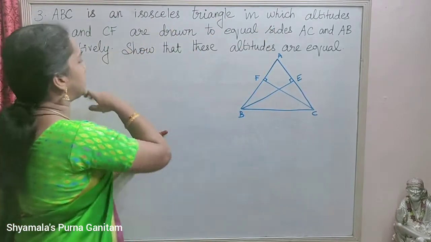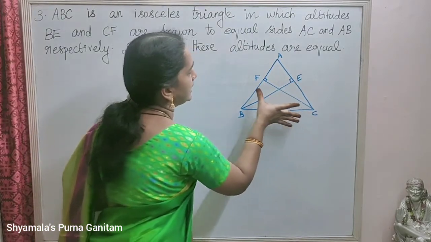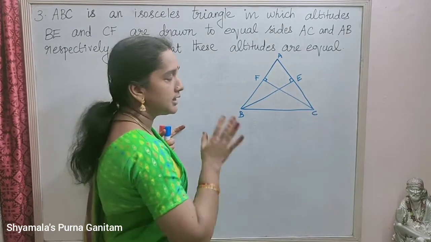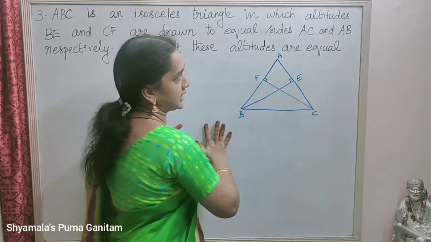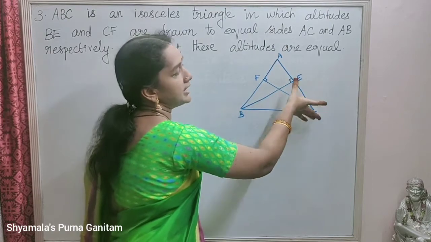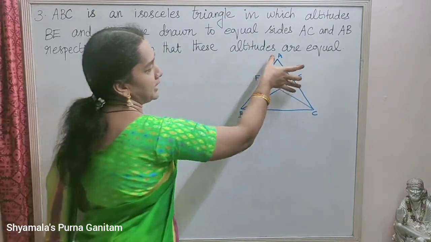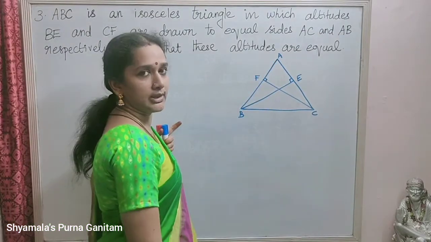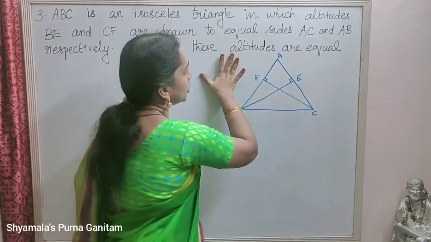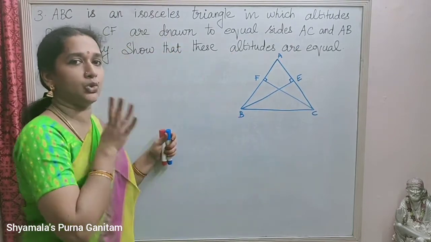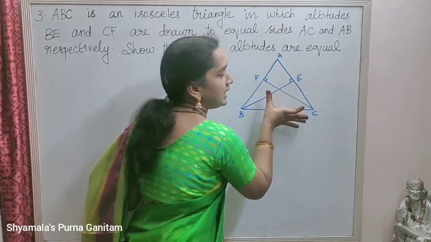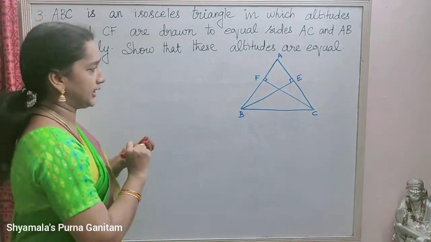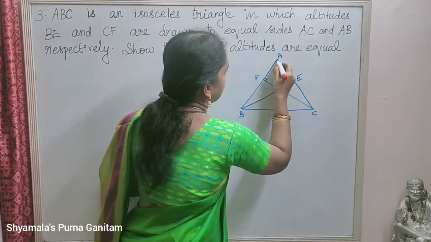In which altitudes BE and CF are drawn to equal sides AC and AB. So it is understood from the given question that AB is equal to AC. Show that these altitudes are equal. So we are asked to prove that the altitudes, BE and CF, are equal.